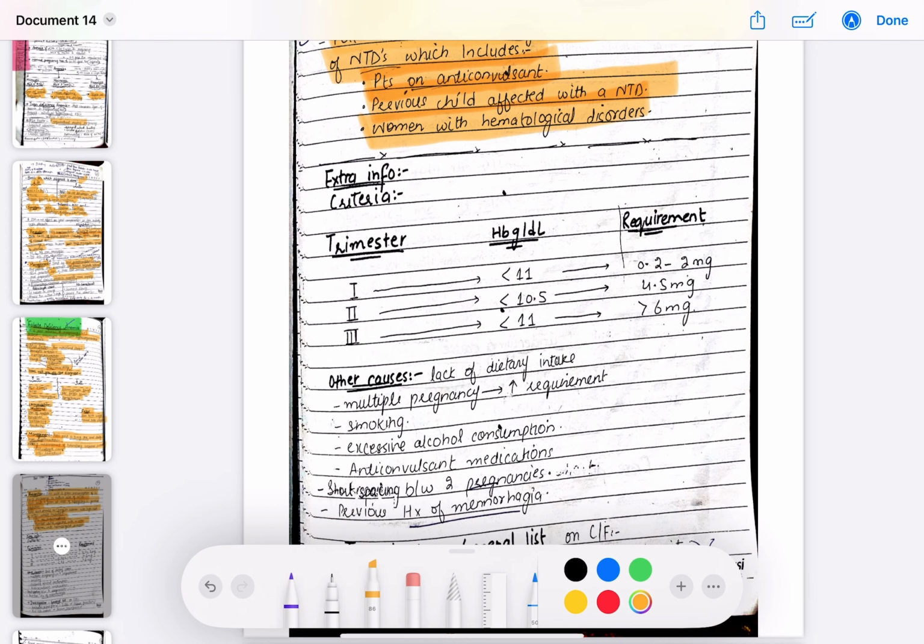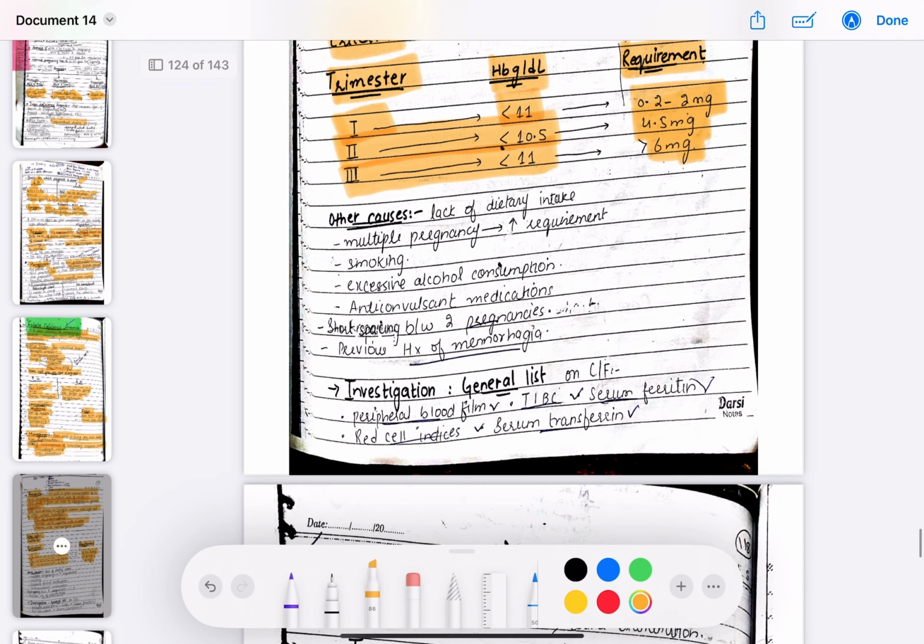Now, the extra info or criteria is that trimester-wise, the Hb in gram per dL and the requirement. In the first trimester, the Hb of a pregnant lady should be 11 gram per dL. In the second trimester, it should not be less than 10.5, and in the third trimester, it should not be less than 11. So these are the requirements.